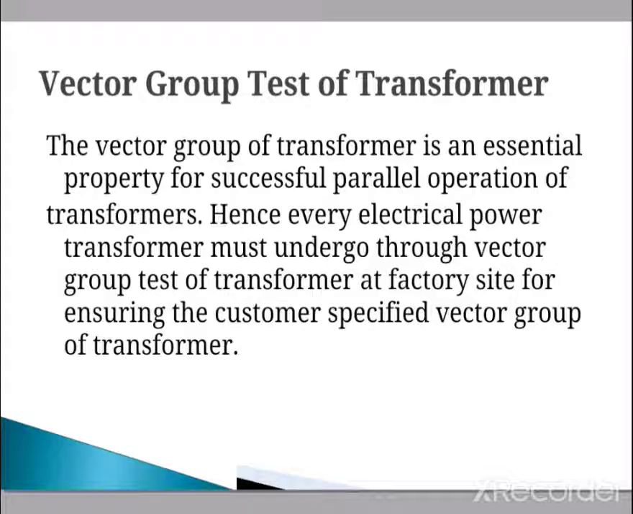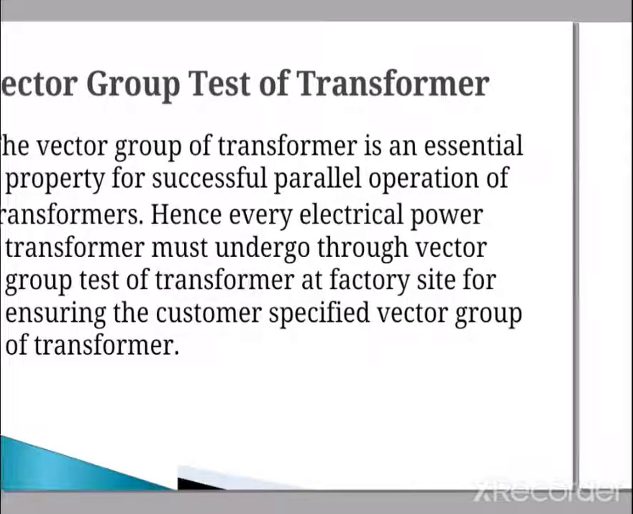According to the vector relation, all three-phase transformers are divided into different vector groups of transformer. All electrical power transformers of a particular vector group can be easily operated in parallel if they fulfill the other conditions for parallel operation of transformers. How to see the groups and their connections?